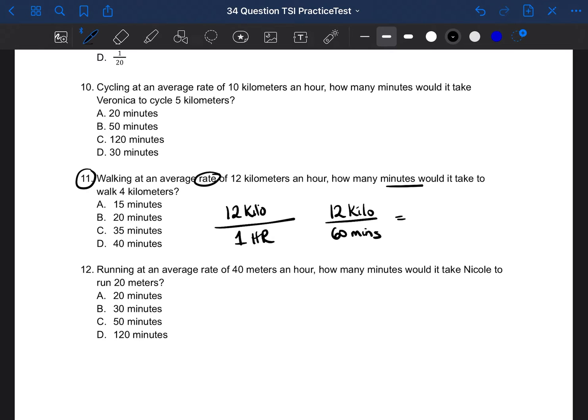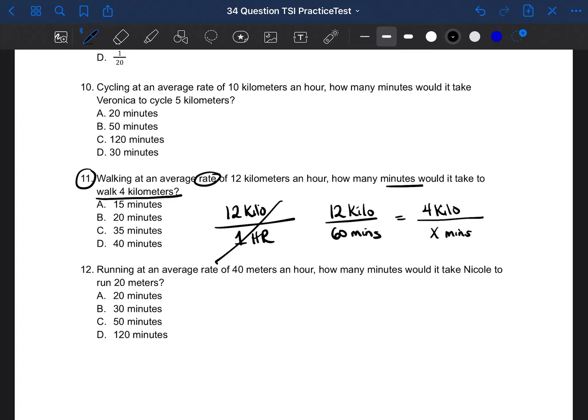And then the second proportion, so we've changed that fraction. The second fraction is going to be how many minutes would it take to walk 4 kilometers? So 4 kilometers goes on the top and then X amount of minutes. Okay, so we're going to go ahead and solve it the first way: whatever you do to the top, you do to the bottom.